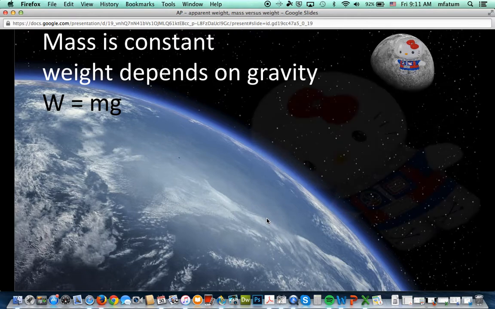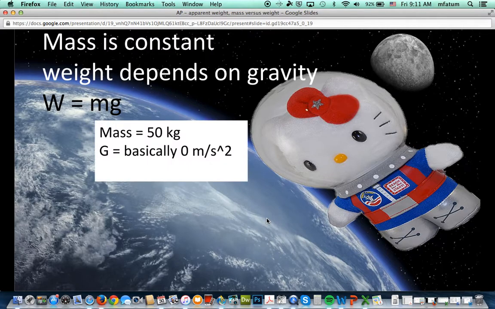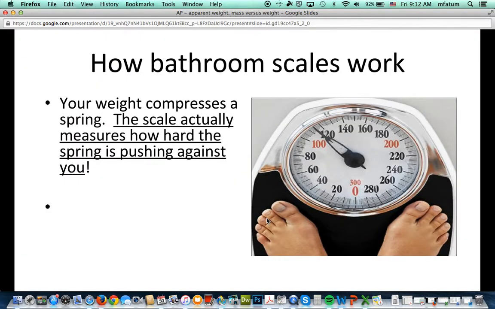What about if she's in space? What would happen to her mass? Well, mass is constant, so mass is still 50 kilos, but floating around in space, gravity is basically 0 meters per second squared, so that means her weight would essentially be 0. We call this phenomenon weightlessness.